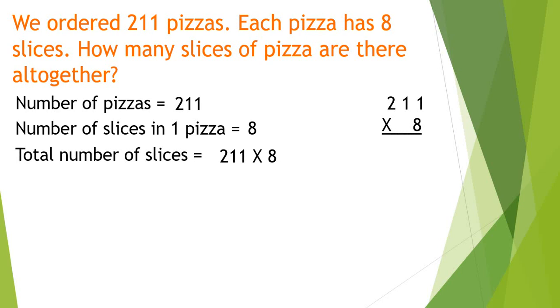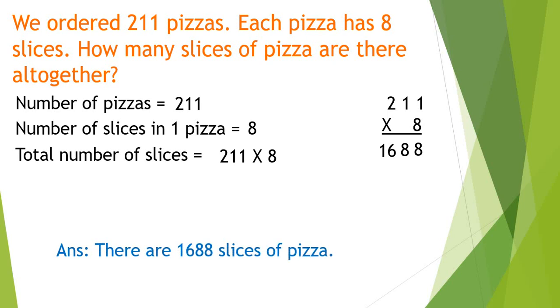We will start from the ones place, and we have to take the table of 8. 8 ones are 8. Again 8 ones are 8. Now 8 twos are 16. So we got the answer 1688. Now the final answer. Read the last sentence of the question: how many slices of pizza are there altogether? So the answer will be, there are 1688 slices of pizza.